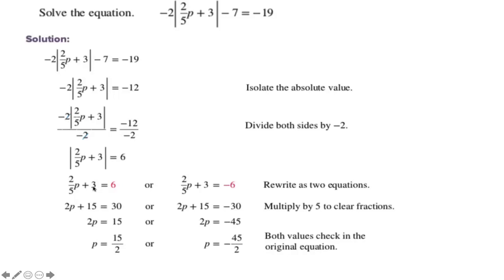And the same way, I just solve for this by, for example, subtracting 3. There are a lot of ways of doing this. You can subtract 3 and then multiply by 5 and then divide by 2, or you can just clear the denominator by multiplying everything by 5 in this case. And then eventually you solve, you get p is 15 over 2. On the other side, you get p is negative 45 over 2. So those are my two solutions to the original absolute value equation.